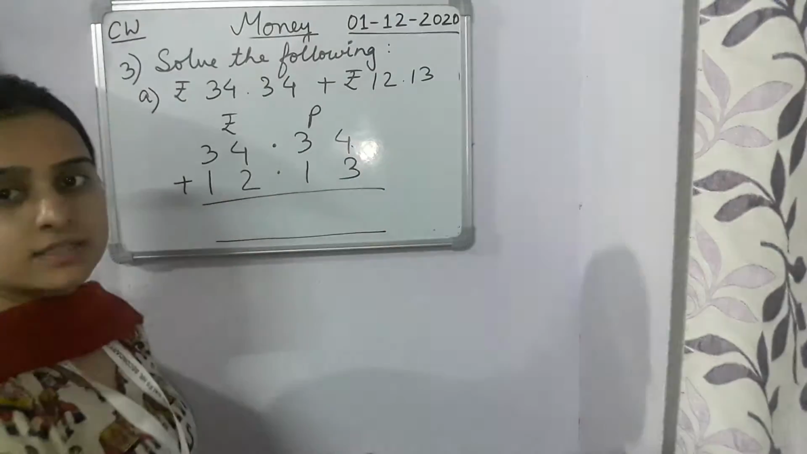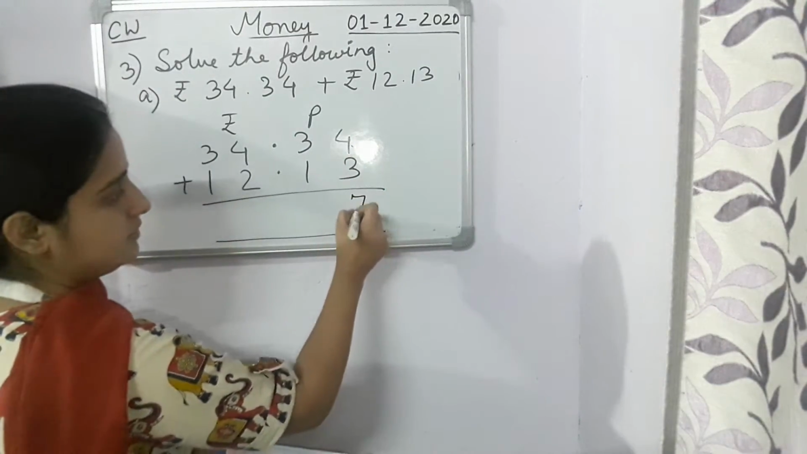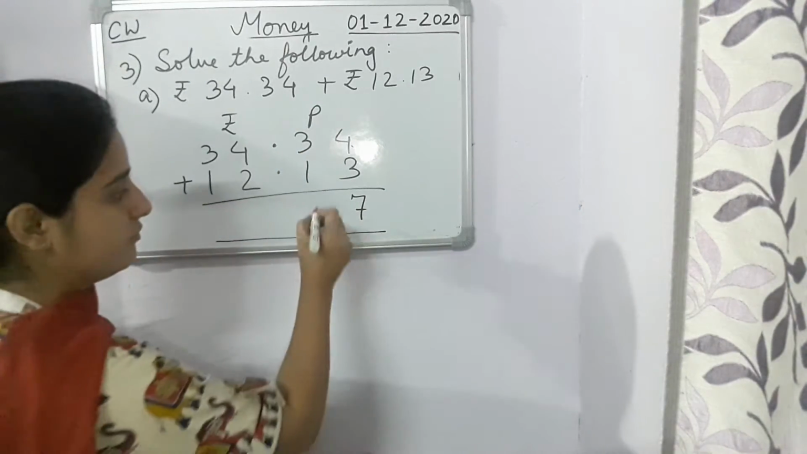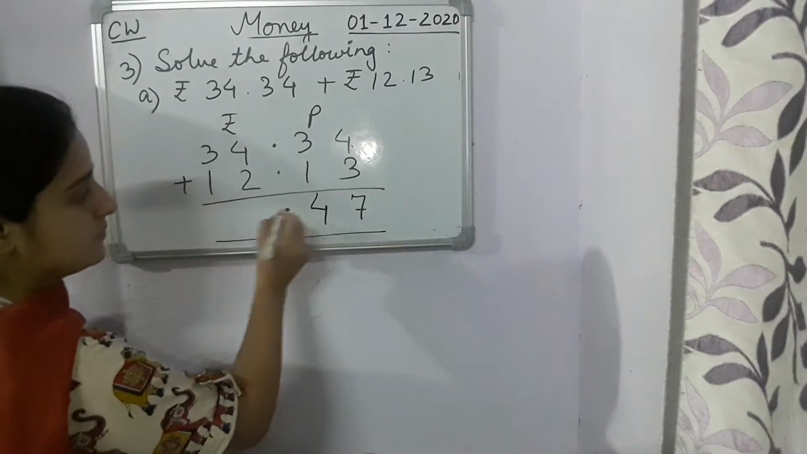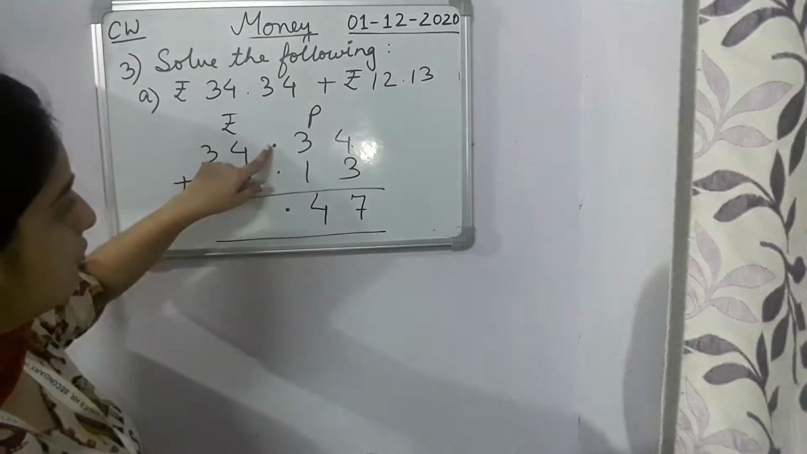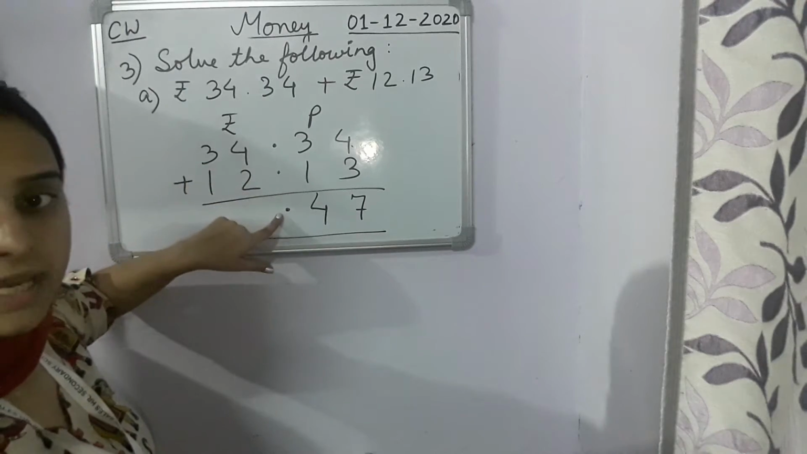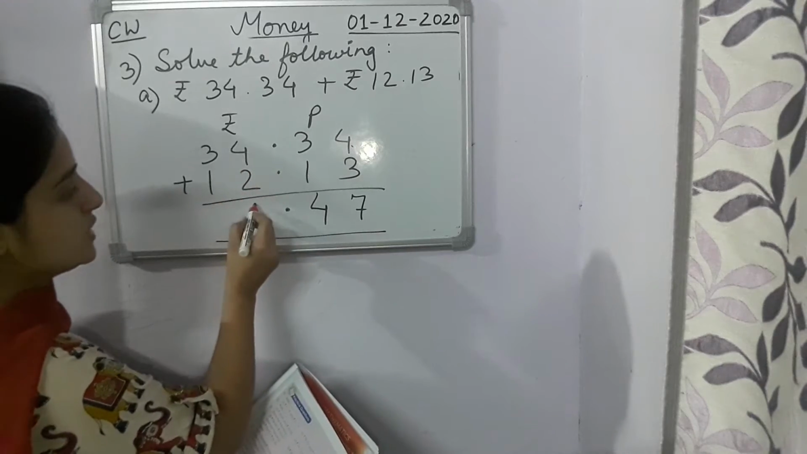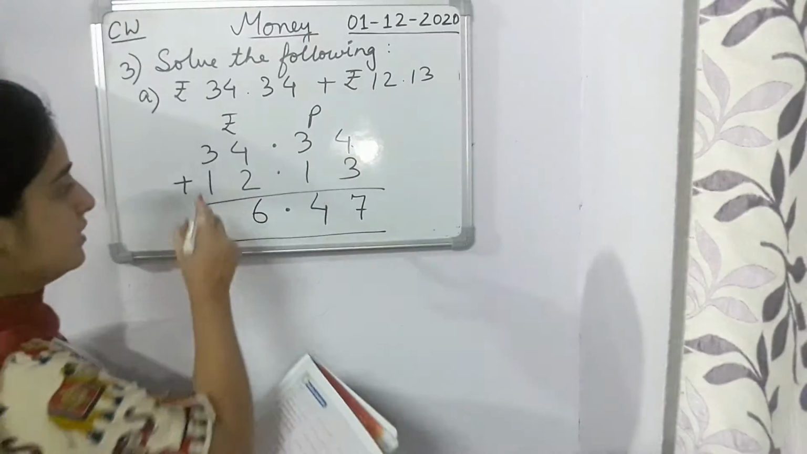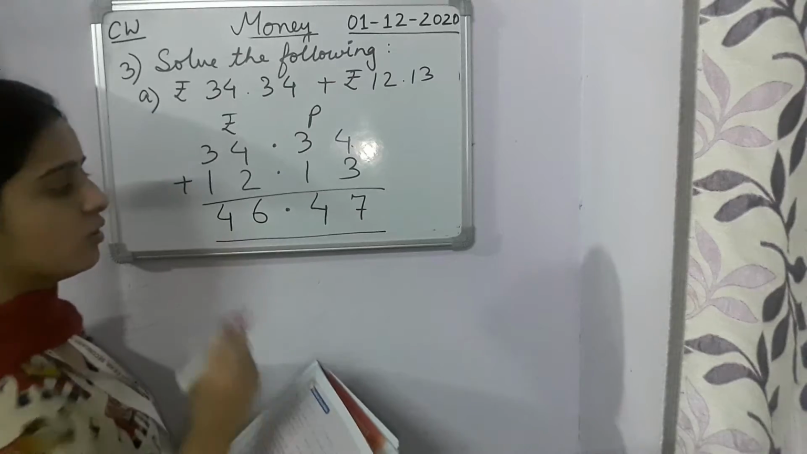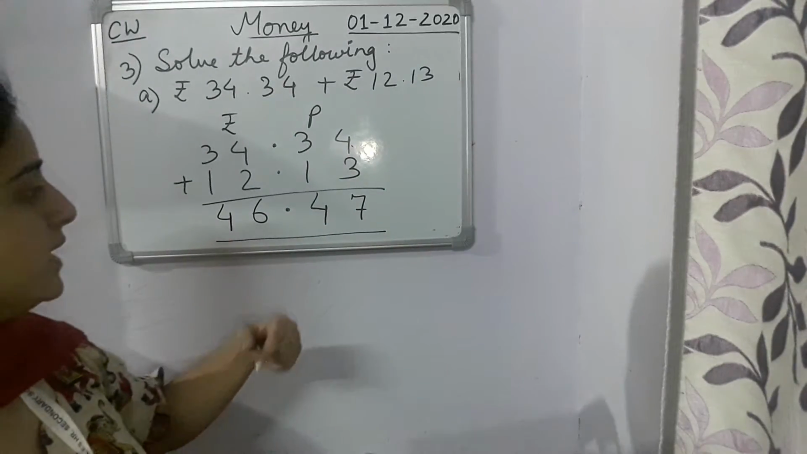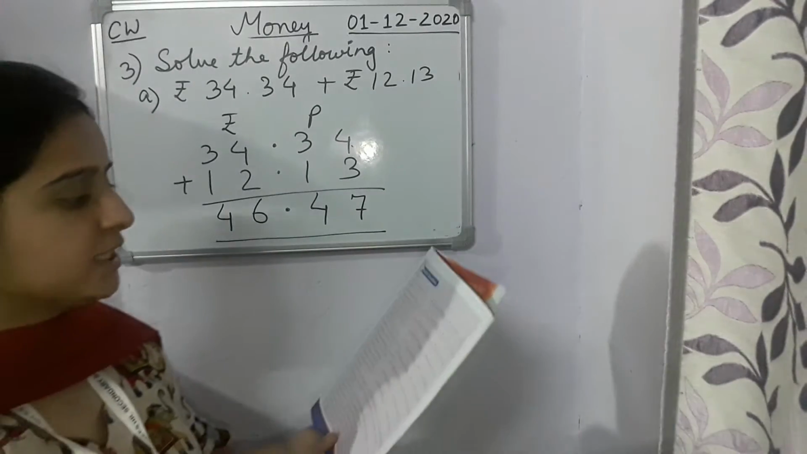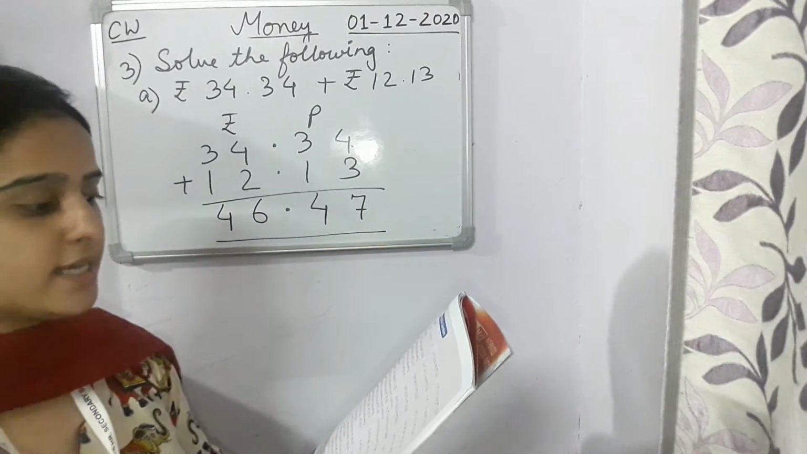Now let's do this addition. 4 plus 3 is what? 7. 3 plus 1 is what? 4. Very good. Then dot. Have you observed, children? I have put dots below each other, right? It should be in one line. Then 4 plus 2 is what? 6. 3 plus 1 is what? 4. So here we get 46 rupees and 47 paisa. Clear? So question number 3, B, C, you can do it as homework.